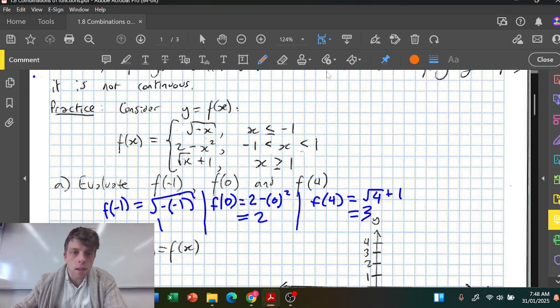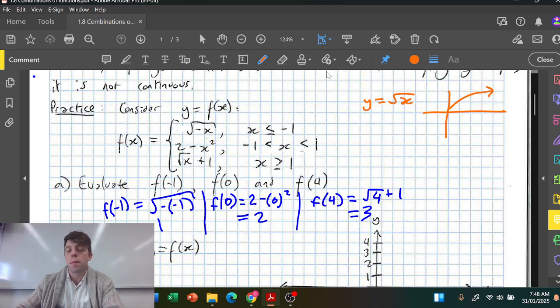So let's first consider this one here. Let's consider the square root of negative x. Hopefully we can remember the equation, square root of x. This is something that you're going to have to know. Square root functions kind of look like a half parabola starting here and going like that. So they're kind of the top half of the parabola that's been tilted sideways.